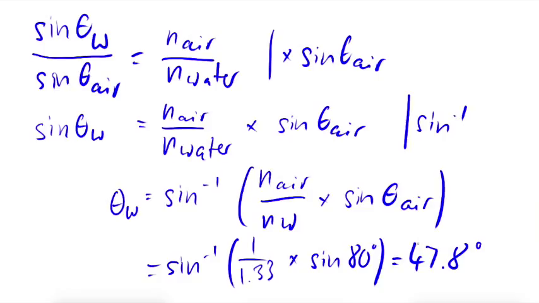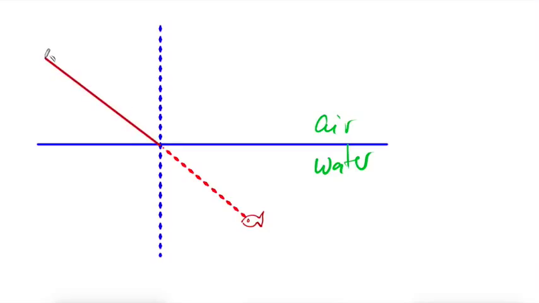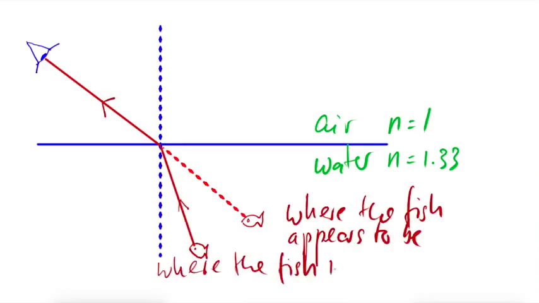What practical relevance does this have? Say you would see a fish in water in this position. Due to refraction, the fish appears in a different place to where it actually is. Using Snell's law, you would be able to calculate at which angle of refraction the fish would actually be.